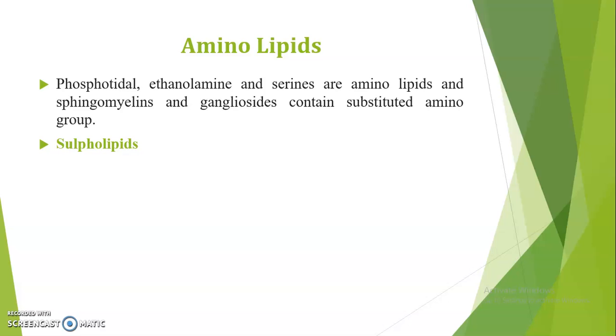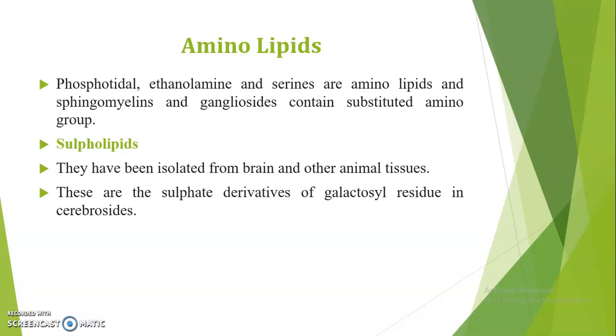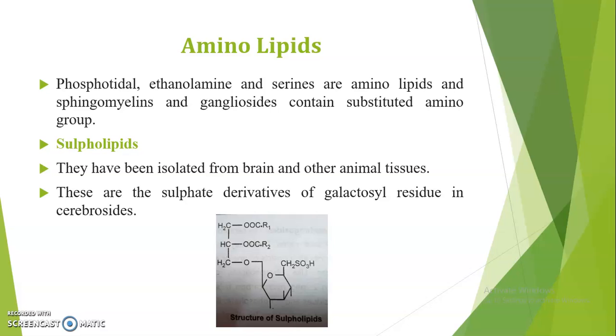Then, the next class of the compound lipids is sulfolipids. They have been isolated from the brain and other animal tissues. These are the sulfate derivatives of galactosyl residues in the cerebroside. That means the galactosyl residue present in the cerebroside, with its sulfate derivative, is known as a sulfolipid.